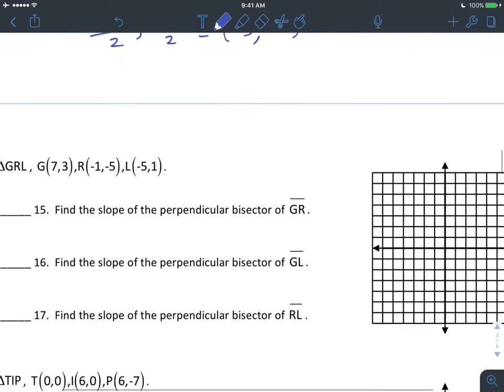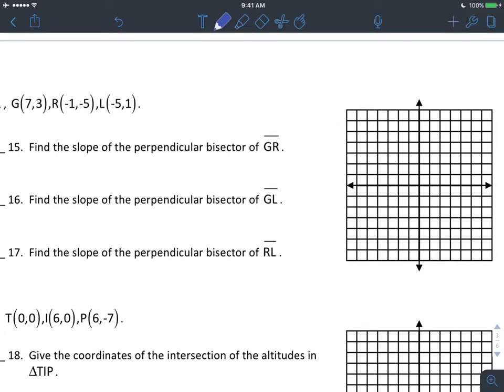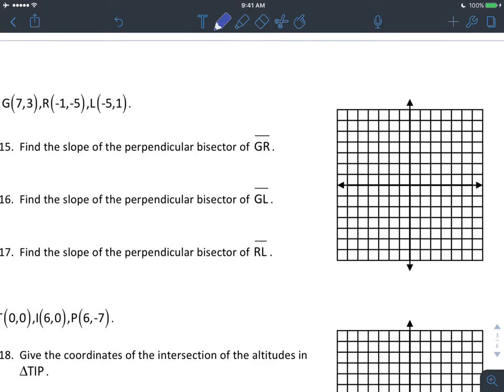All right. Now we are trying to find the slope of the line perpendicular. This is going to be the same triangle. So we have G, R, L up here. So in this triangle, we are trying to find the slope of the line perpendicular. We did GR together in class.